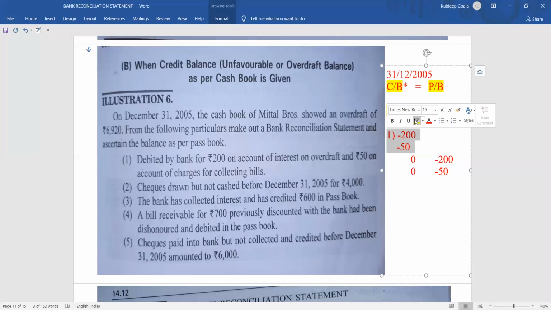So number one, what we are going to do? Minus 200 and minus 50. Why I'm writing separately? Because we have to mention it separately in the solution, in the bank reconciliation statement.